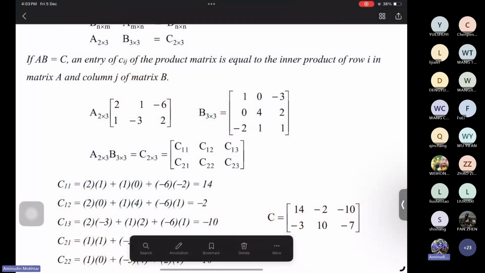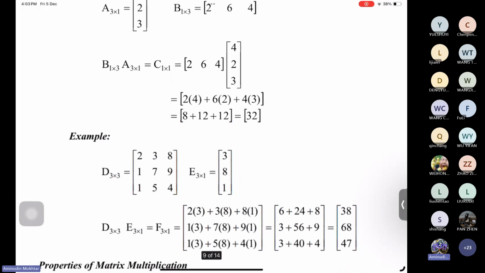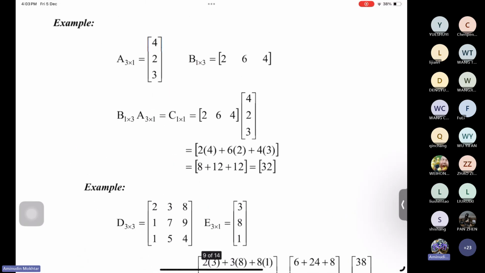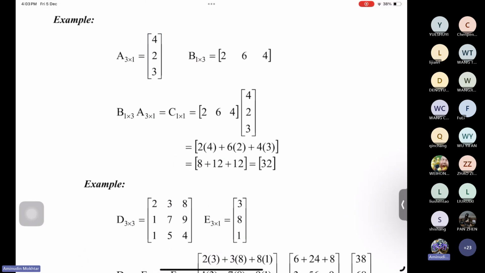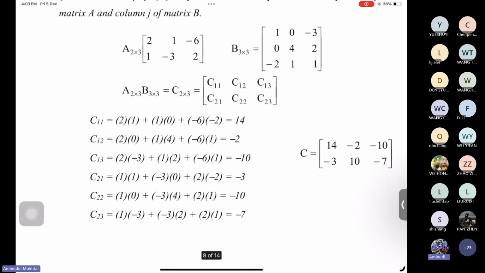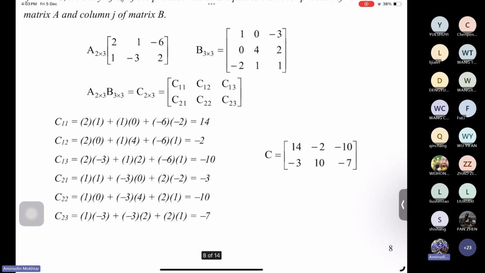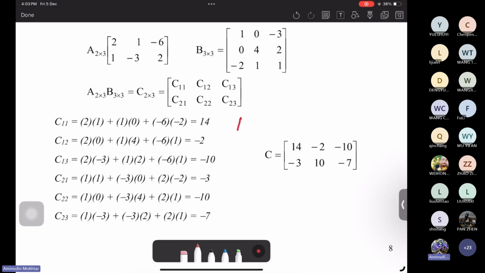If you refer back to page 10, there are a few examples here. I hope you can find this. You can do your revision. Please do it manually. Calculate again, and then find the matrix. Okay, for your homework. In this class, we have A times B.